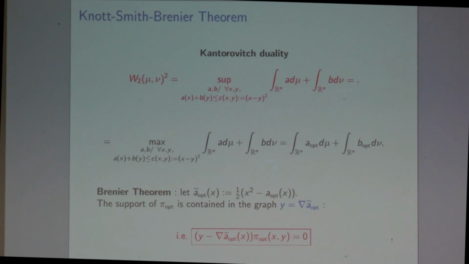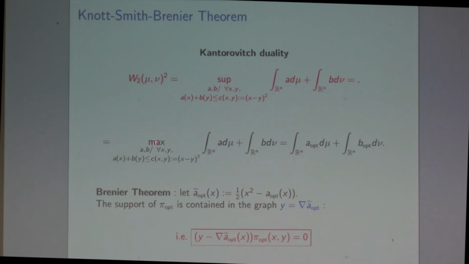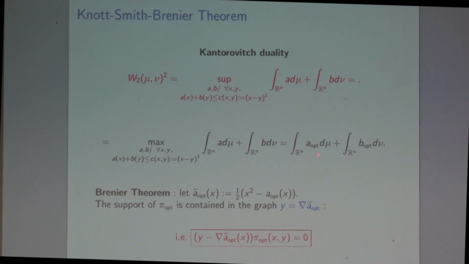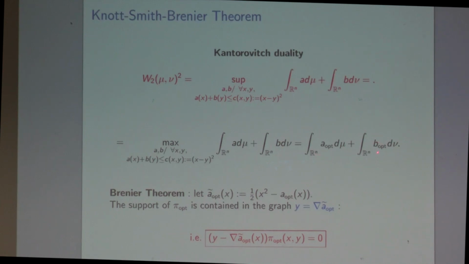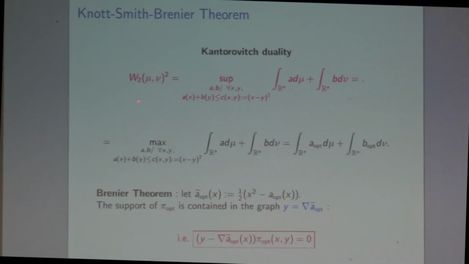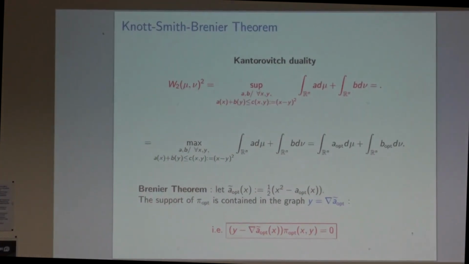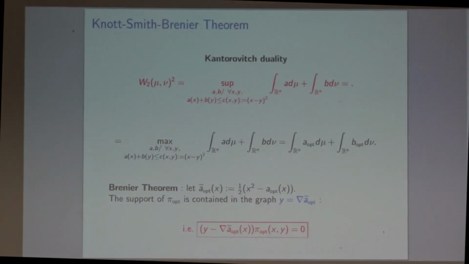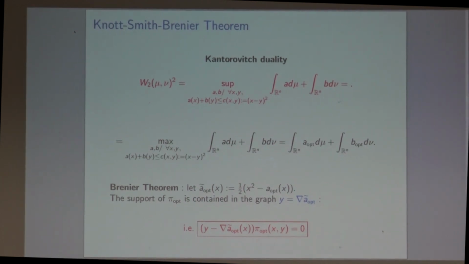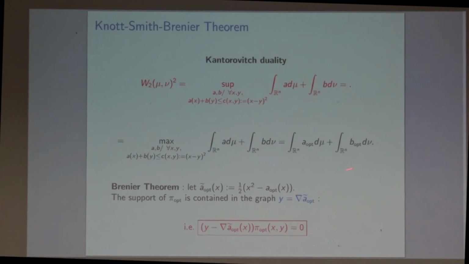In fact, under some condition on the measures mu and nu, this supremum is in fact a max, and you find that you have two optimal potentials, A optimal and B optimal. This tells you that the square of the Wasserstein distance, which on one side is given by an inf over couplings, and this inf is also attained, that is, it is in fact a min over couplings, you have an optimal coupling, is given as the integral of the cost times the optimal coupling, and it's also equal to these two integrals with respect to these two potentials.